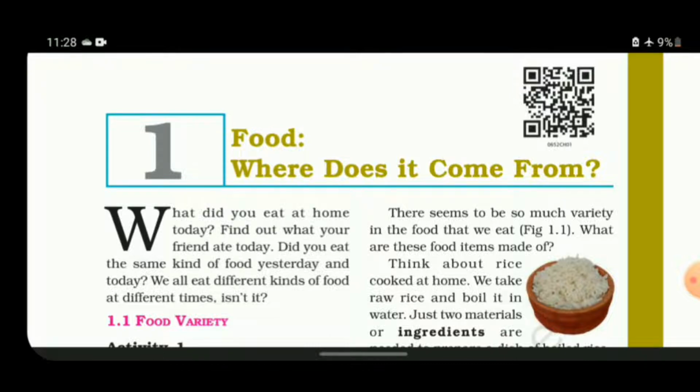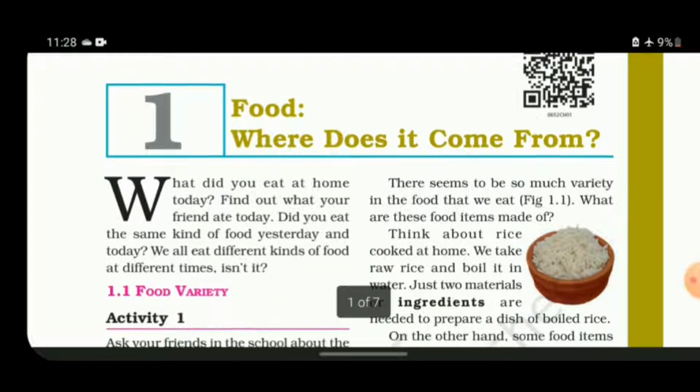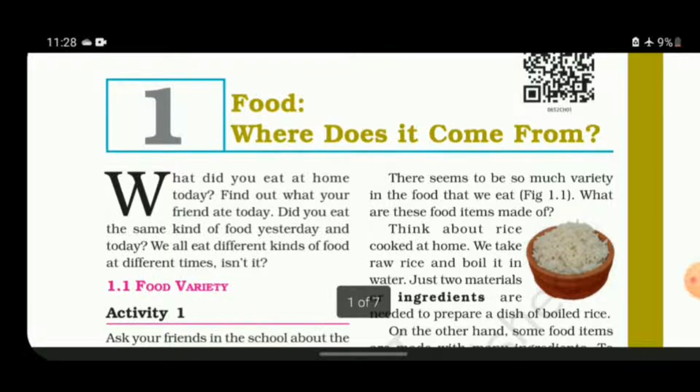Did you eat the same kind of food yesterday? And today we all eat different kinds of food, at different times, isn't it?